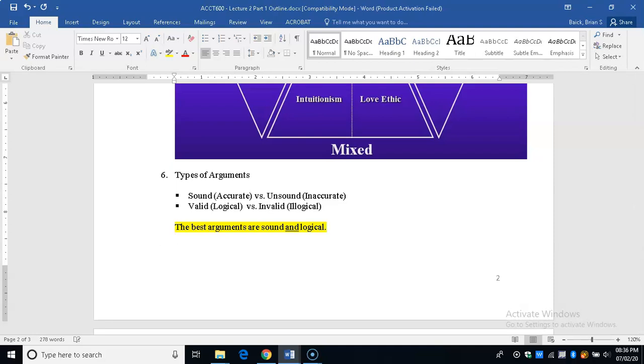Okay, so let me give you one example here. Let me give you an example of an argument that is unsound but valid. Okay? So that means unsound means that it's inaccurate. So I'm going to use inaccurate, wrong information, but I'm going to make a valid argument. It's going to be logical.